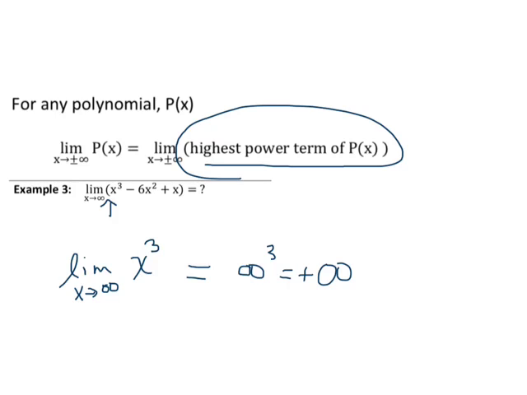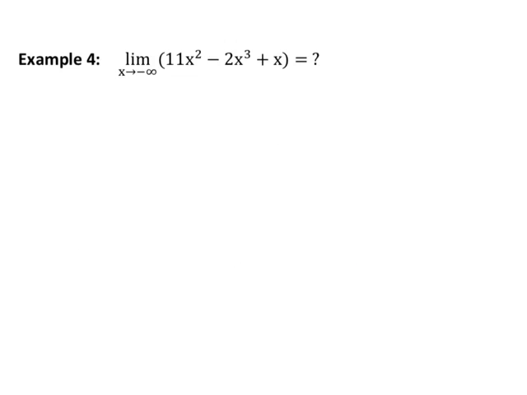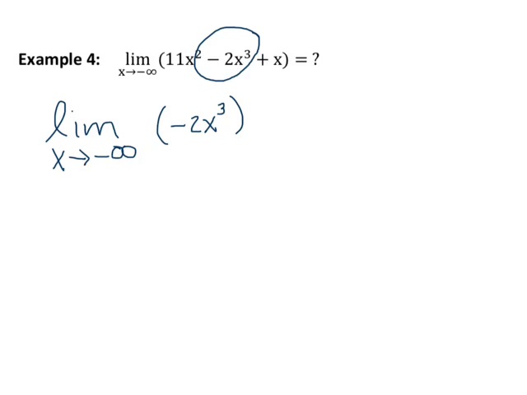Okay, so let's take a look at one more example. So here is our next example. The limit as x goes to negative infinity of 11x squared minus 2x cubed plus x. Okay, once again, following from the previous, we're going to look for the highest power, and here we find it, negative 2x cubed. So in essence, what we're going to write is the limit as x goes to negative infinity of negative 2x cubed.